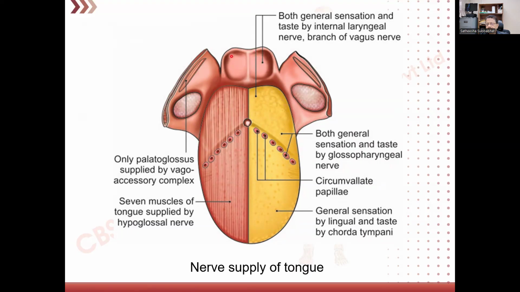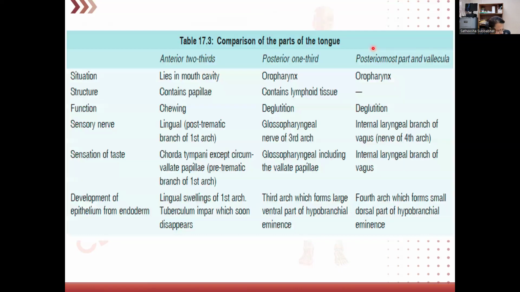Whereas the posteriormost part, that is the root, both general and taste, is through the internal laryngeal nerve, the branch of the vagus. Now, the three different parts, the anterior two-third, posterior one-third, and posteriormost part, including vallecula, are different in all aspects: the situation, structure, function, its sensory nerve, and the development also, right? So this chart explains the difference between the three parts.